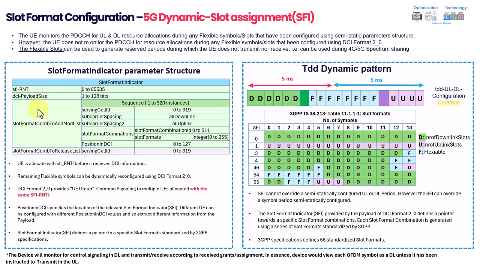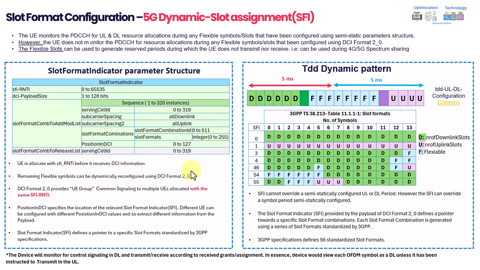As you can see here, first of all, this is delivered through the PDCCH, using something called DCI format 2. The remaining symbols, as mentioned here, can be dynamically reconfigured using DCI format 2. And first of all, as you can see in this parameter, it's called slot format indicator, something called SFI-RNTI. So each user will be allocated this SFI-RNTI before receiving this kind of DCI information.